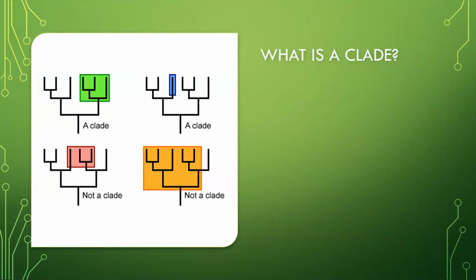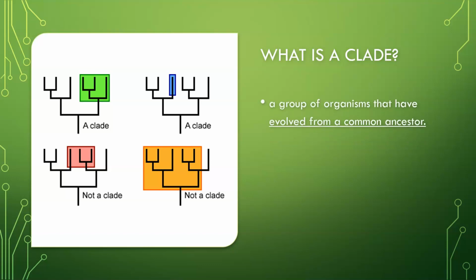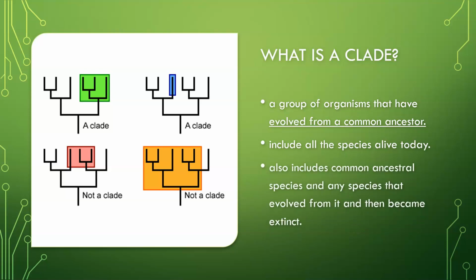First of all, we need to have a look at what a clade is. A clade is an infographic, as you can see here, where we look at ancestral pathways. So a group of organisms that have evolved from a common ancestor. Okay, so that is our clade. They include all species alive today, but also include common ancestral species and any species that has evolved from it and then may have become extinct.